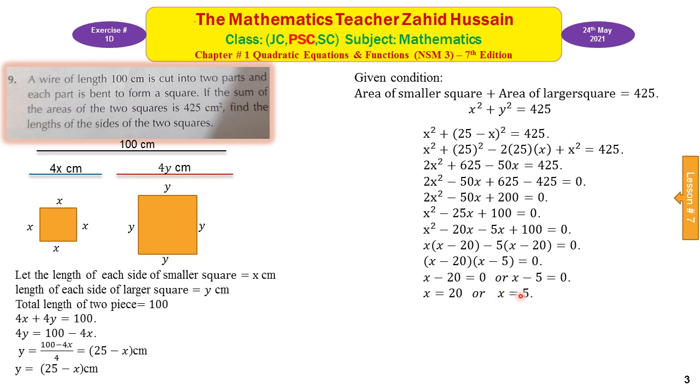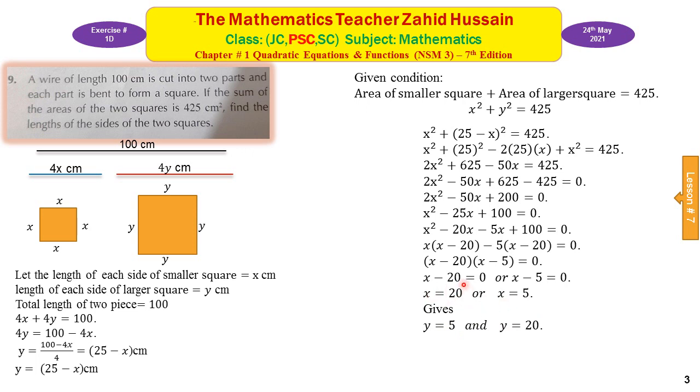and the smaller value as the length of the smaller square. Or you can put x is equal to 20 in this equation to get the value of y: 25 minus 20, which is equal to 5. And put x is equal to 5 in this equation, you get 25 minus 5 is equal to 20. Again, y has two values which are positive, x has two values which are positive.